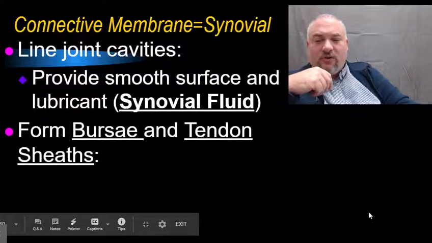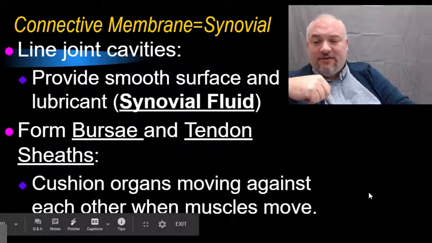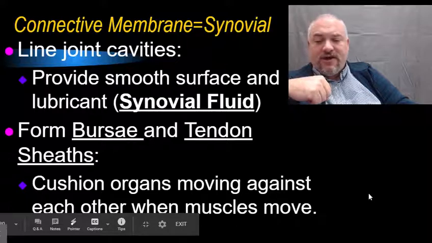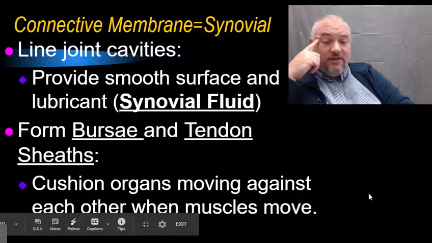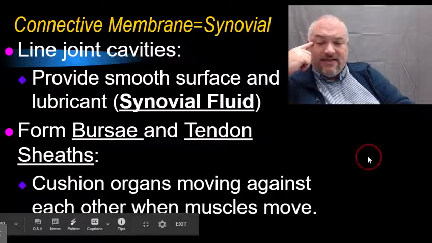And they also form what we call bursa and tendon sheaths, which I'll show you on some pictures in a minute. What those do, they cushion organs moving against each other when muscles move. So not only do you have it around the joints, but also different organs and things like that.